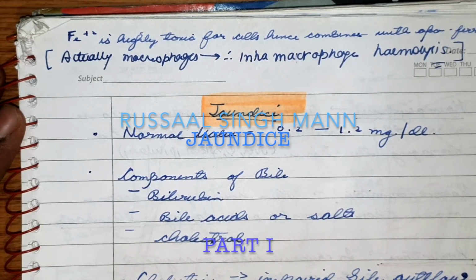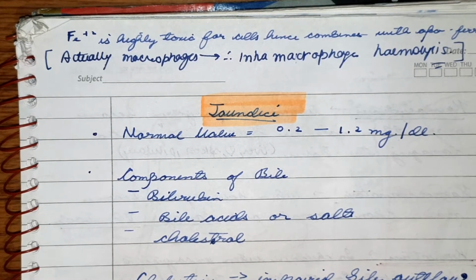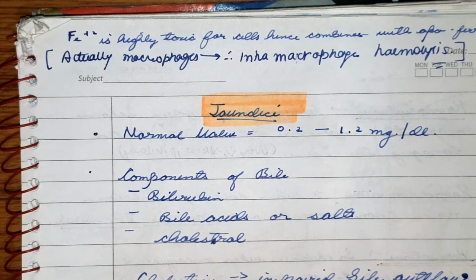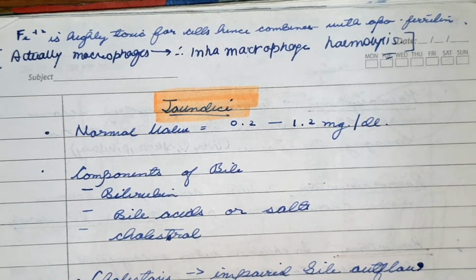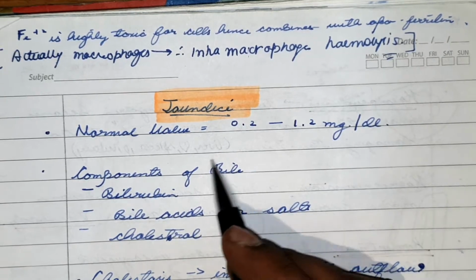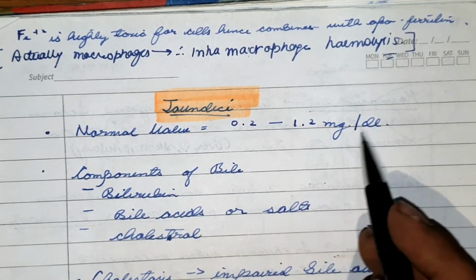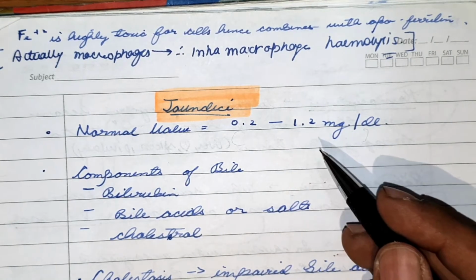Jaundice is an increase in bilirubin levels in our blood which can cause various defects, for example a yellowing of the eye, sclera, because the collagen in sclera is very affinitive to the bilirubin present in blood, and it can cause yellowing of skin. Now jaundice means when bilirubin increases more than 0.2 to 1.2 milligram per deciliter. This is the normal value. If it increases more than that, it causes jaundice.